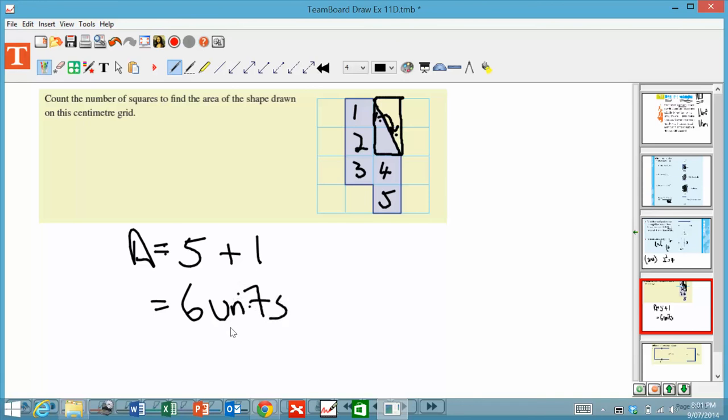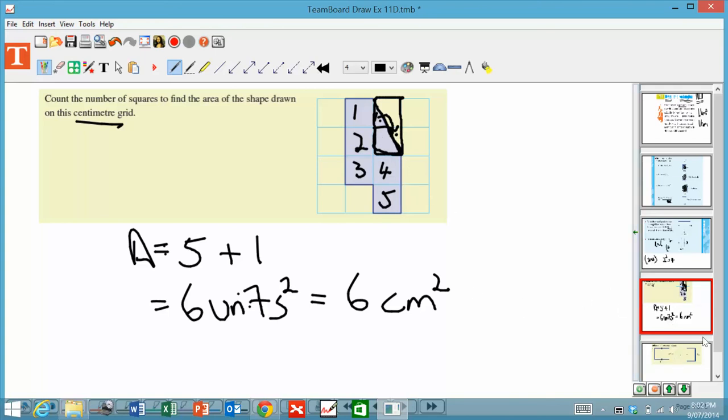Oh no, there we go, centimetre grid. So I'm going to change that. So my answer is going to be 6 centimetres squared, because it says it's a centimetre grid. So there we go. Pretty simple, but you do have to be careful with some of the questions you get, that you are very careful about how you count up your squares, particularly in squares that aren't completely filled with that shape. There's only part of the square filled by the shape, so just be careful of that one.